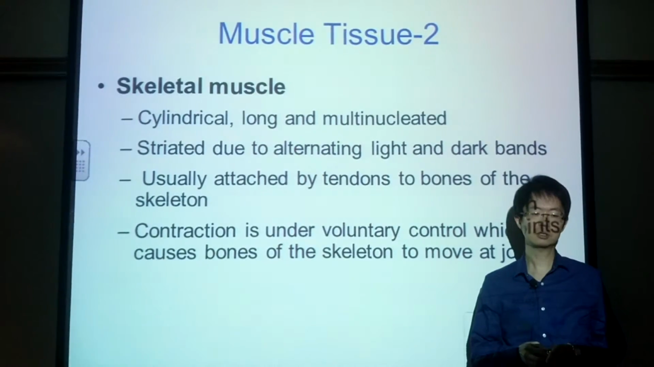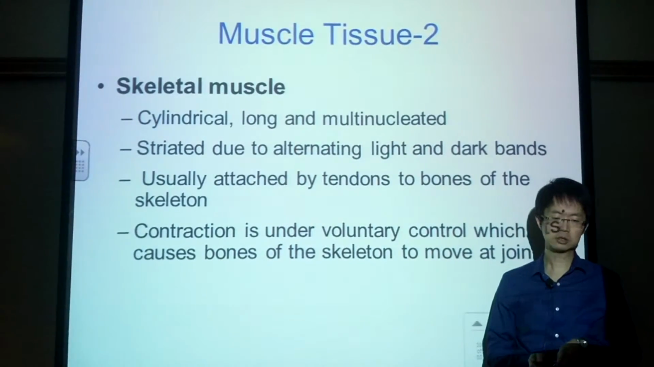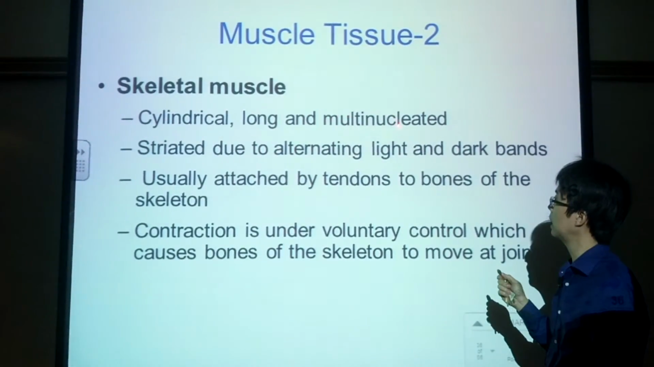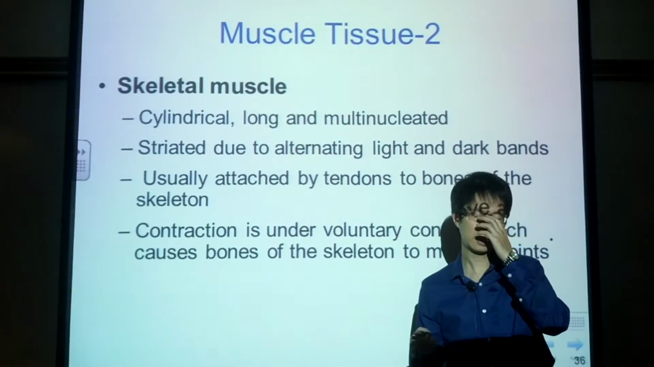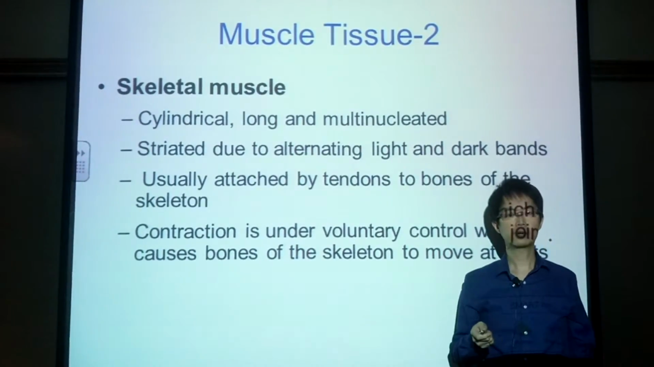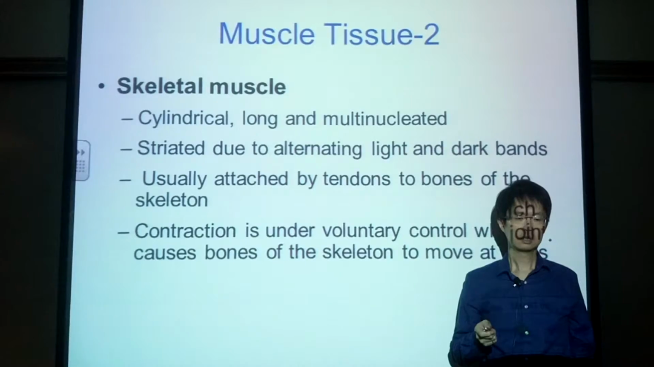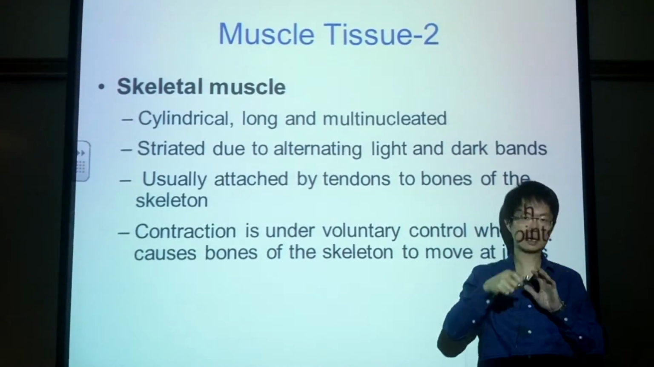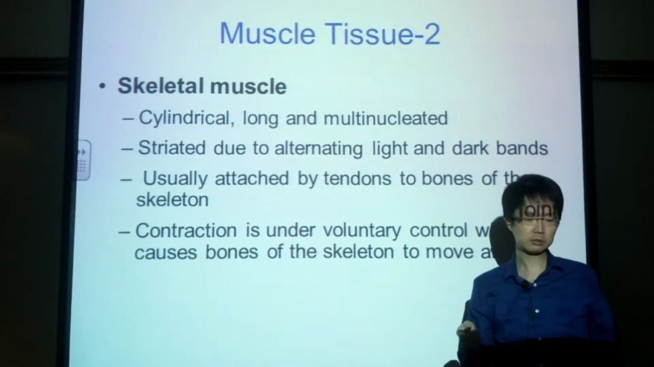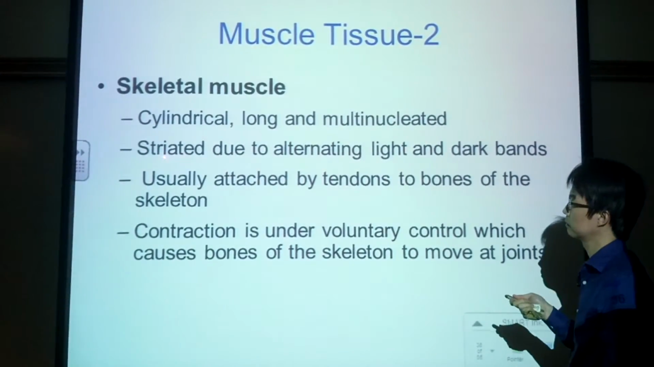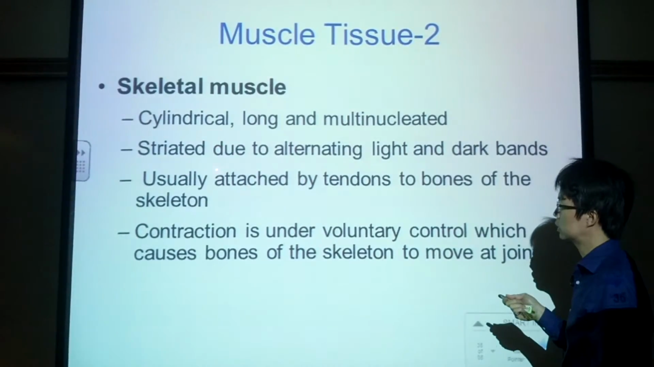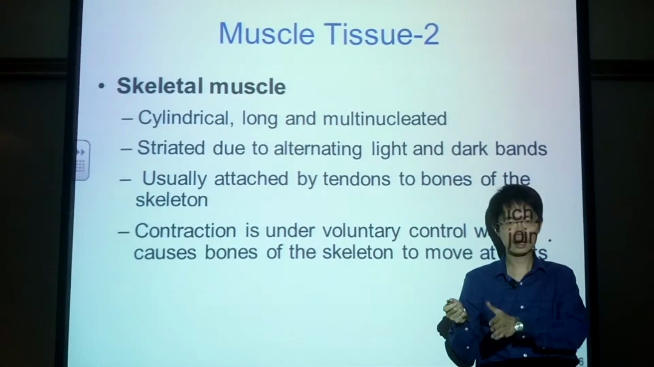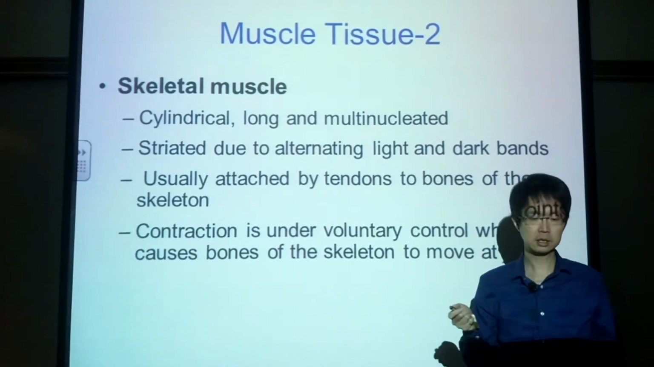Okay, skeletal muscle. The skeletal muscle cells are cylindrical shaped, long, and multinucleated. The reason is that during the embryonic stage, multiple muscle cells fuse together into one big one. That's why they are multinucleated. They are striated, meaning that if you look at it under the microscope, you will see dark and light bands, because it is striated.